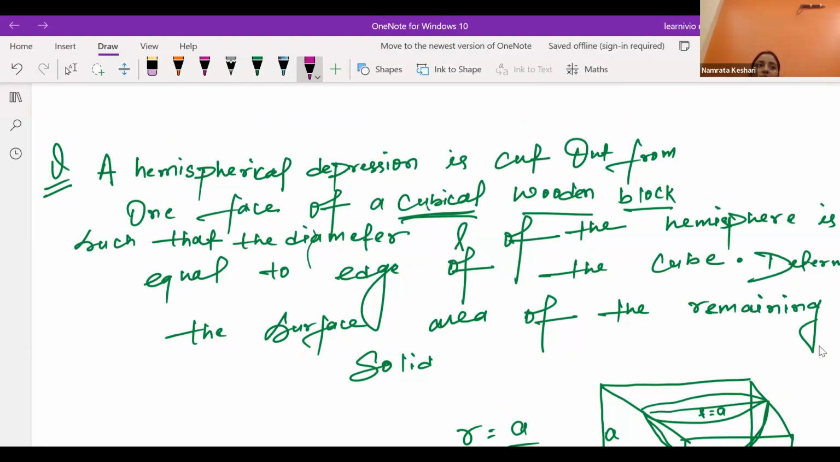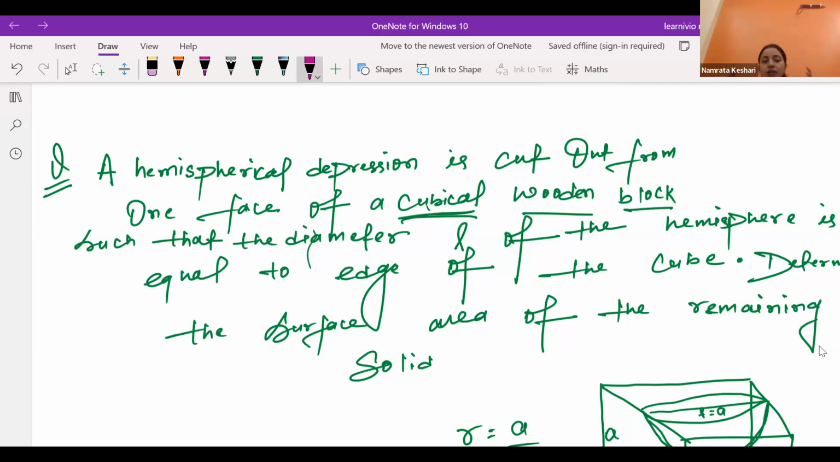Okay, what will be the surface area of the remaining solid? This terminology must not confuse you. Think about it. We are having a cube shaped wooden block. If I give you a cube shaped wooden block and ask you to find the surface area, you will be finding the total surface area of the cube.